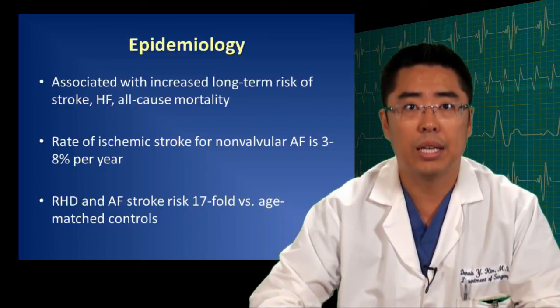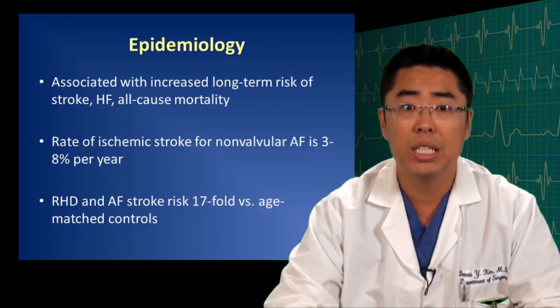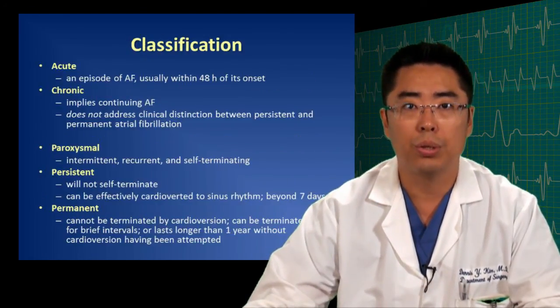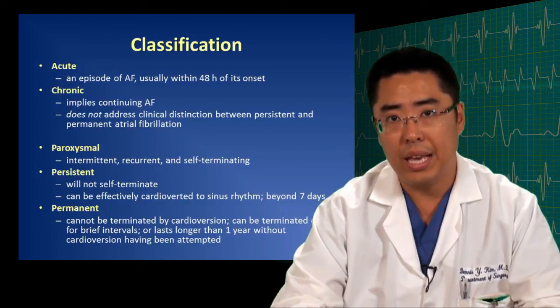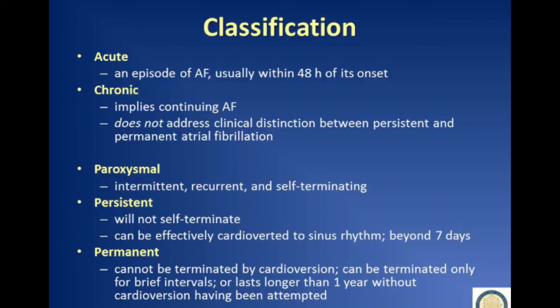Rheumatic heart disease in the setting of, or the cause of, atrial fibrillation increases the stroke risk by 17-fold versus age-matched controls. In terms of the classification of atrial fibrillation, there are a number of ways of classifying it. One can think about it as acute or chronic. Acute usually occurs within 48 hours of onset, and chronic usually implies continuing AFib. Again, the problem with using this specific classification system is that the term chronic really does not address the clinical distinction between persistent and permanent atrial fibrillation.